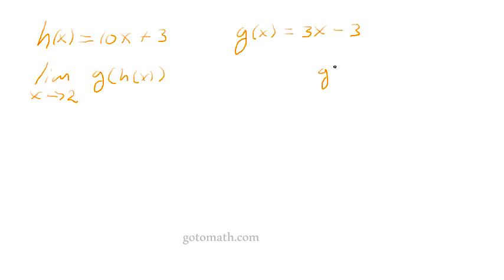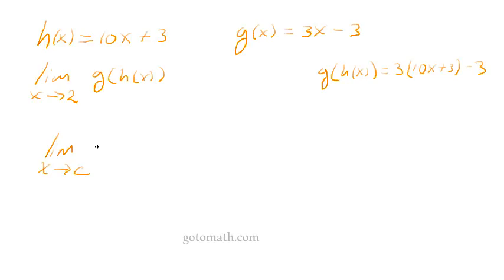Now we could find g composed of h of x by taking this 10x plus 3 and substituting it in, minus 3, simplifying all that down and then plugging it in here. However, we're going to state a theorem instead, and that is we're going to let g and h be functions.